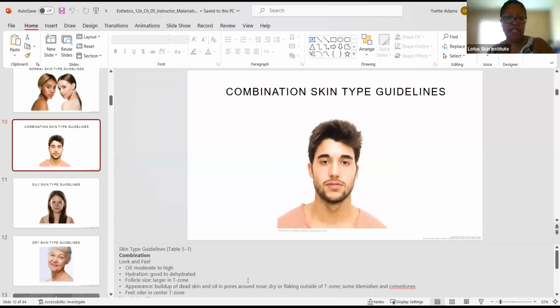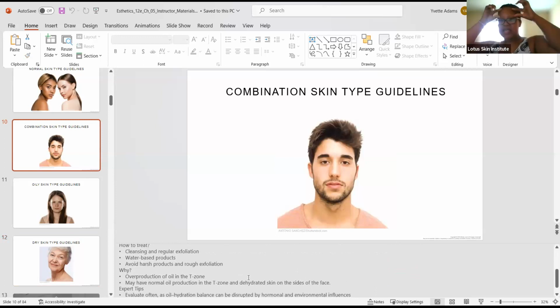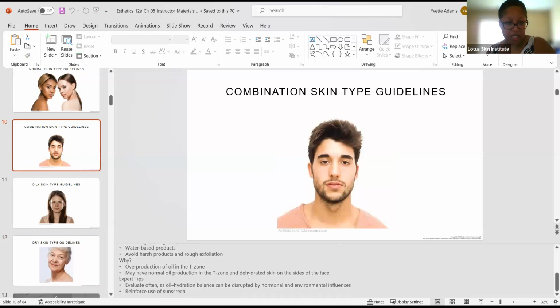All right, so that brings us to combination skin. We talked about what that looks like. The main thing is the T-zone looks one way, and the cheeks look another. There may be overproduction of oil in the T-zone with normal production on the cheeks, or normal in the T-zone and dry on the cheeks. Does that make sense? One way or the other, the cheeks are drier than the T-zone.